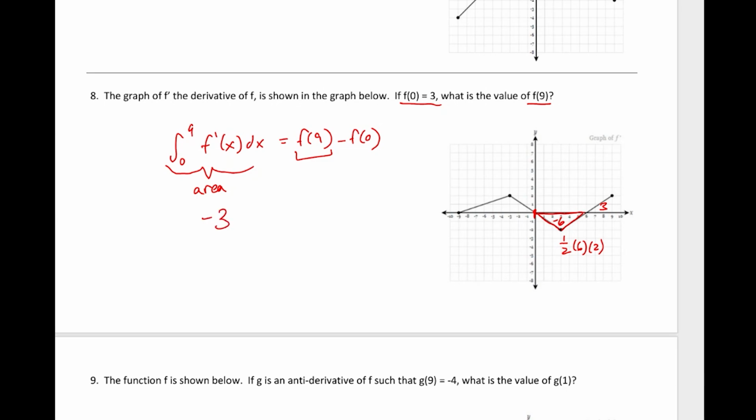And maybe I'll just rewrite this equation with that thrown in there. Negative 3 equals f of 9 minus f of 0. And f of 0 is given. It's 3, so minus 3. We can add 3 to both sides to conclude that f of 9 must be 0.